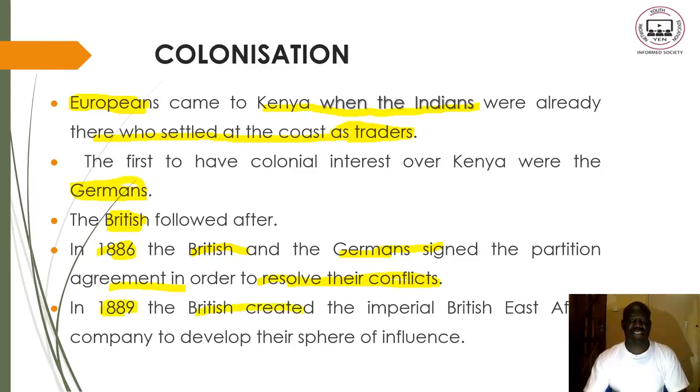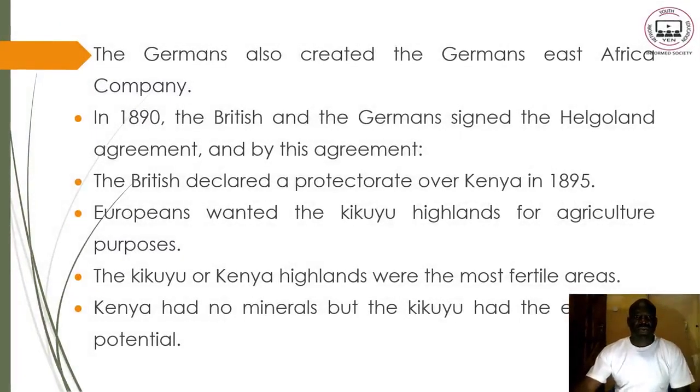In 1889, the British created the Imperial British East African Company to develop their sphere of influence. After they partitioned Kenya in 1886, the British created their company, which was called the British East African Company, aimed at developing the part of the British. The Germans also created the German East African Company, just to counter the British there.